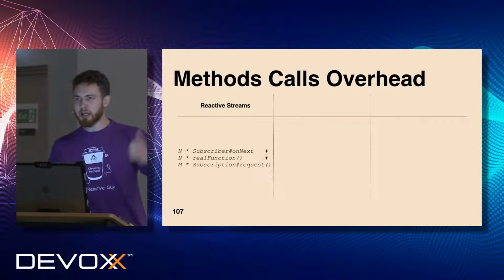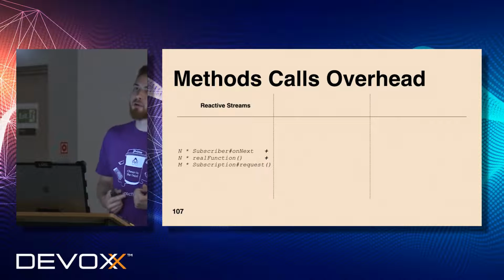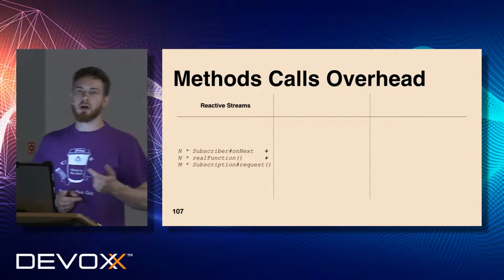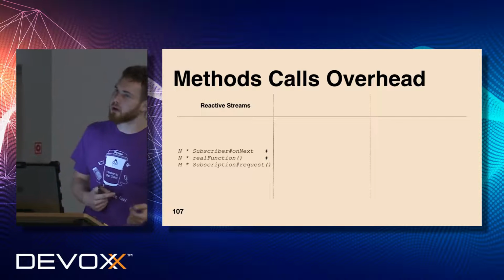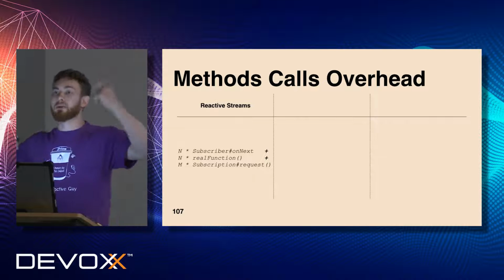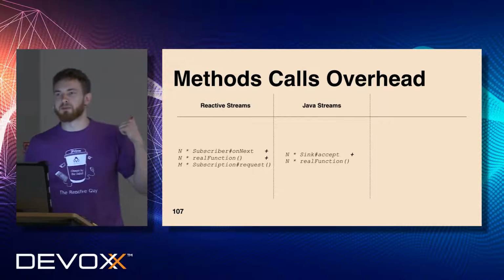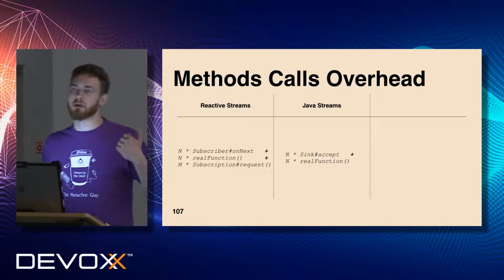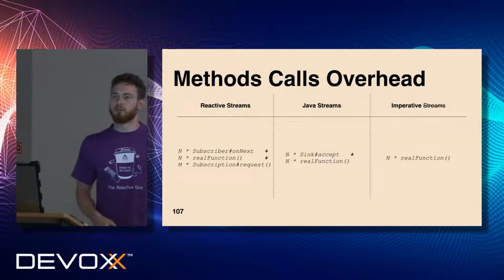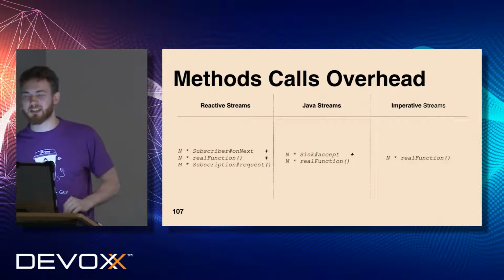We have n invocations of the real function, and then we have m invocations of request, because we can request by 1, so it will be n invocations of request, or we can request by 10, by 100, so the higher the request size is, the less performance overhead we get. Does that make sense? Cool. Java streams: less overhead on invocation. Imperative programming: zero, just business logic. But that's what we have seen at the very beginning of our order processing app.